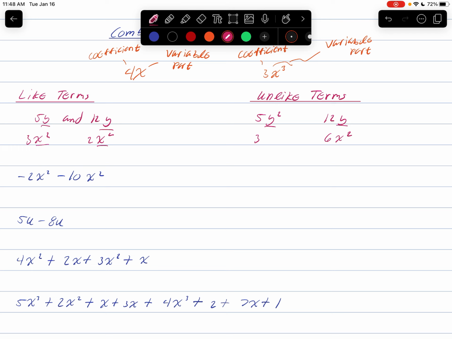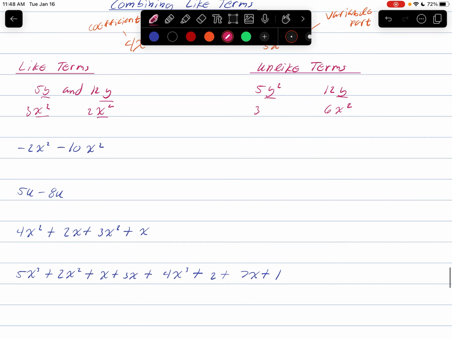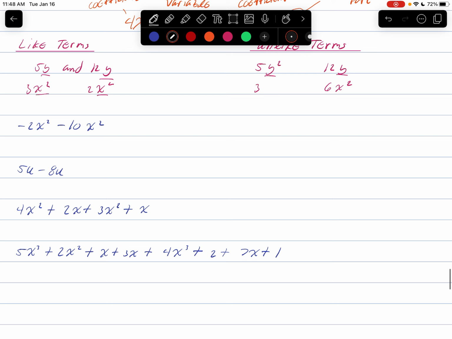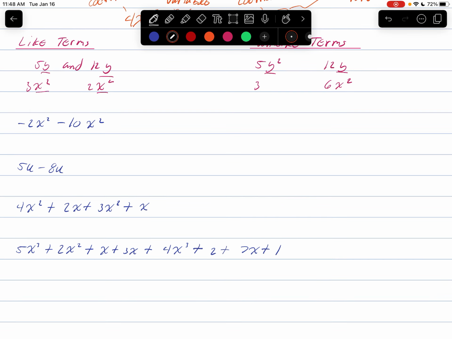And what's really nice is if we have identical variable parts, if we have like terms, we're able to combine those terms in a linear expression into one term. Okay, so let's take a look at this first example we have here. We have negative 2x squared minus 10x squared. So if we have like terms here, if we have identical variable parts, we can go ahead and add or subtract these together. Okay, so here we see x squared and x squared, so these are like terms.